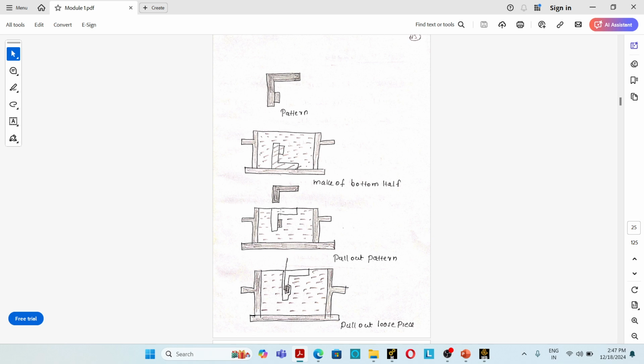So today I am concluding the section, class number 2. Today we discussed patterns: the importance of pattern in sand casting mold and the types of pattern. The next topic is pattern elements and the materials used for making patterns. The PDF note link I will provide in the description box.